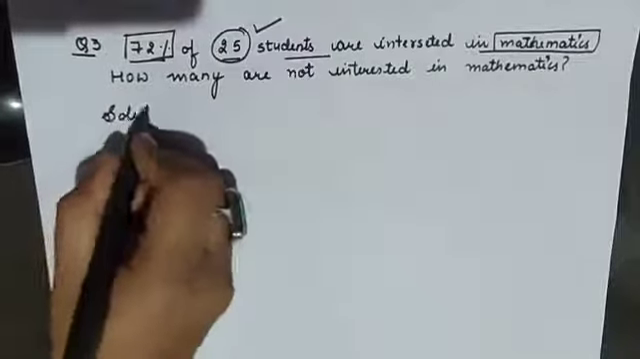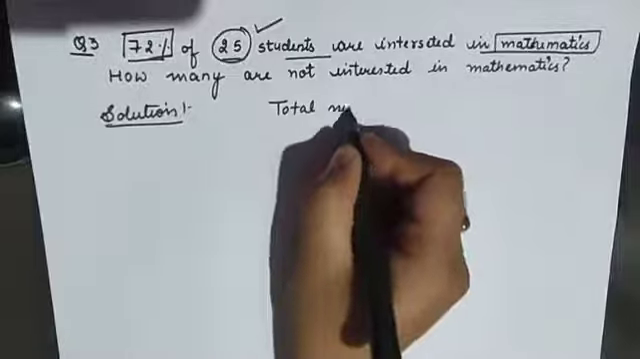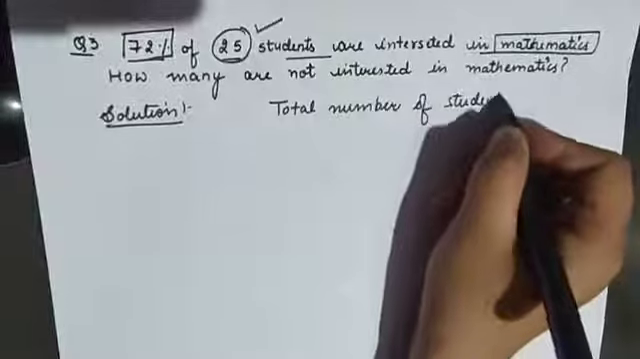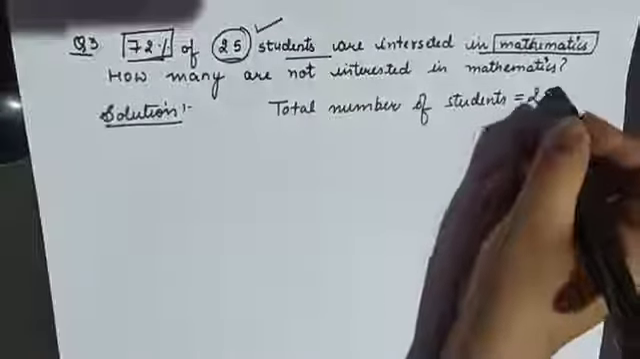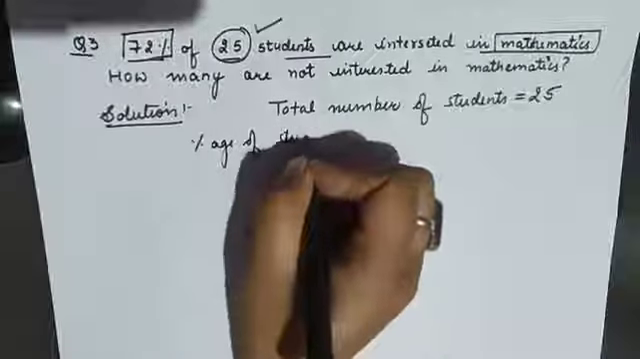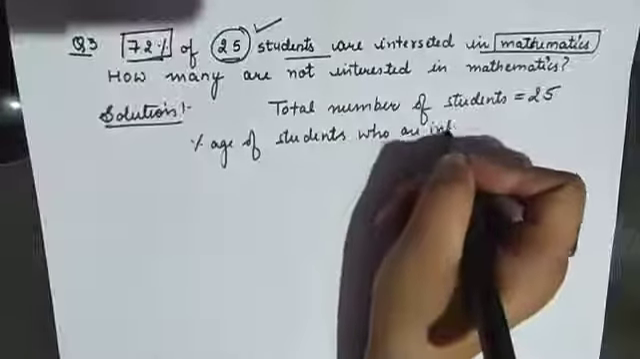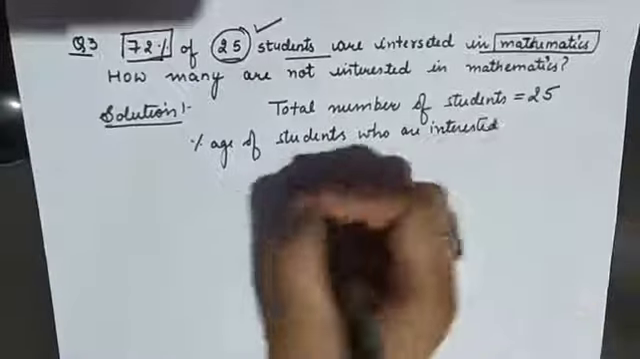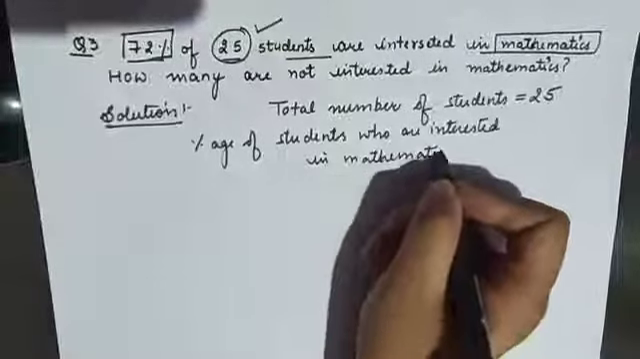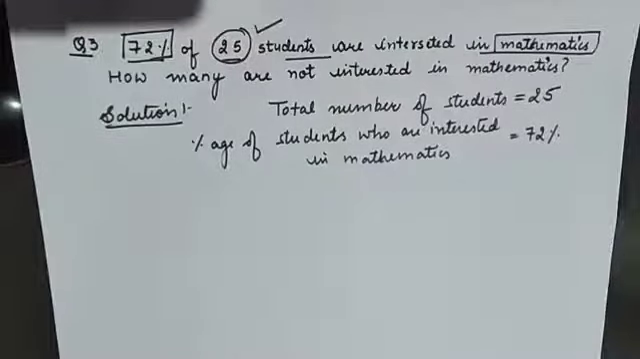So let us start our solution from here. Firstly I will write total number of students. Total number of students will be equal to 25 here. So the percentage of students who are interested in mathematics will be equal to 72% here.